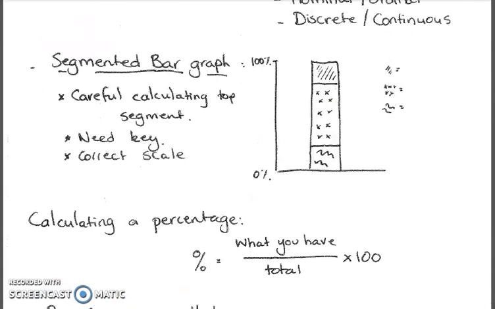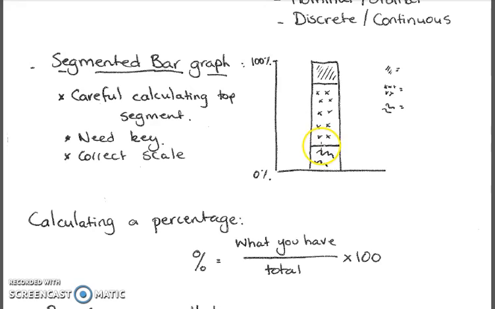Moving on, segmented bar graphs. This can be done as a percentage or as a frequency. Just make sure you label what that axis is, because you may lose marks. What you're doing is showing the different types of data you've got as different segments on the bar chart. Careful, once you work out one, make sure that you're then subtracting that from your total and working out each section individually. You need to have a key on the side there and a correct scale.